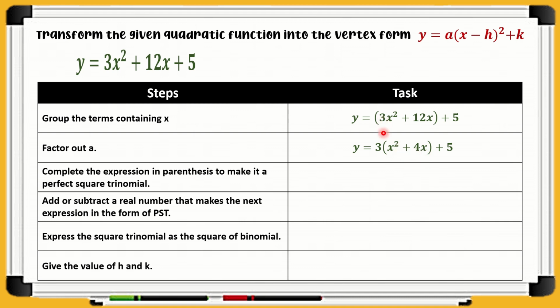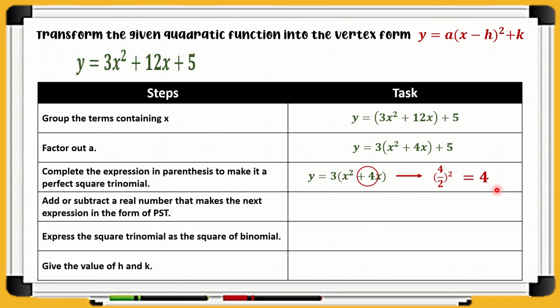How? 3 divided by 3 is equal to 1, and positive 12 divided by 3 is equal to positive 4. So it gives us x squared plus 4x. Let's copy the constant term here. Now, complete the expression in parentheses to make it a perfect square trinomial. From the parentheses, let us get half of 4, which is the coefficient of x, and square the answer. So we have 4 divided by 2 is equal to 2, and 2 squared is equal to positive 4.